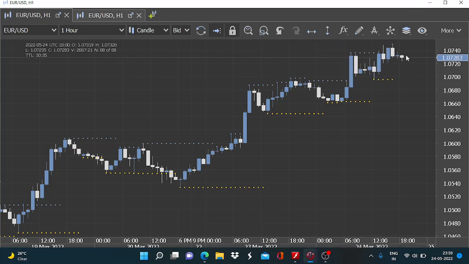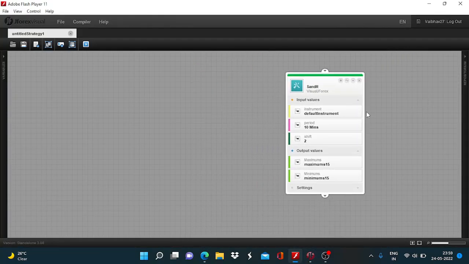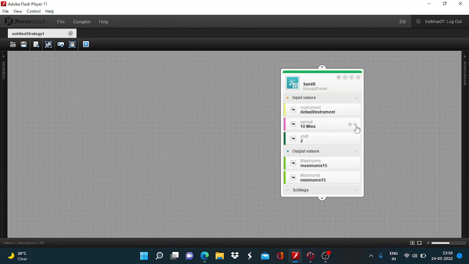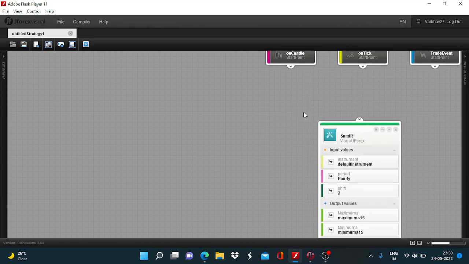So now we head back to the Visual JForex board where we have to define the hourly candle period first, which is going to be hourly. So I will change it. Rest of the input parameters remain as it is.